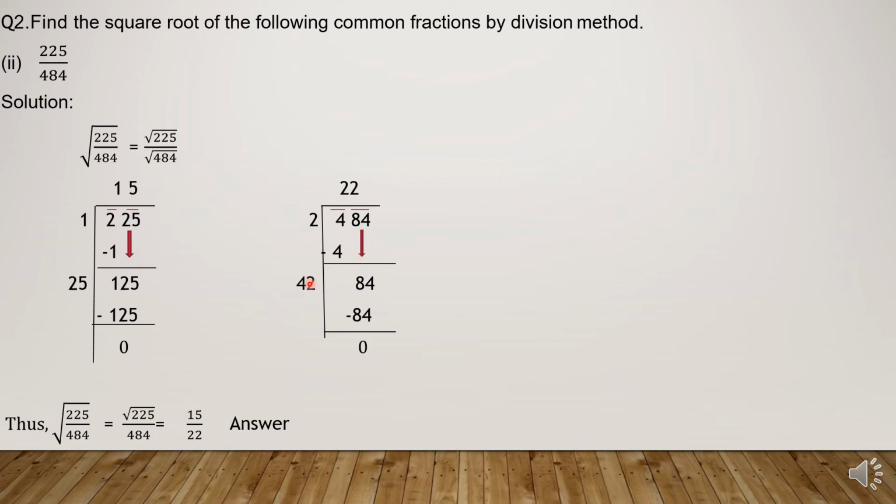What happened there? Here we have to make the new divisor. How will we make the new divisor? This 2 and this 2 will be added. 2 plus 2, we get 4. Now with 4 we have to guess a number. If you guess here a number 3, then you have to multiply 43 with 3. 3 3s are 9 and 3 4s are what? 3 4s are 12. Now 129 is bigger than 84.